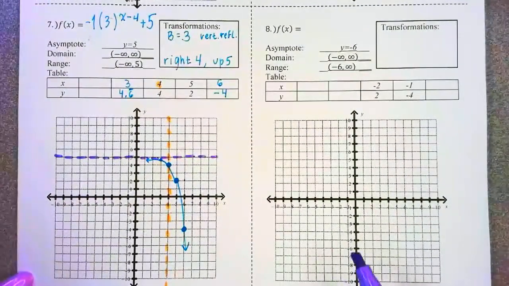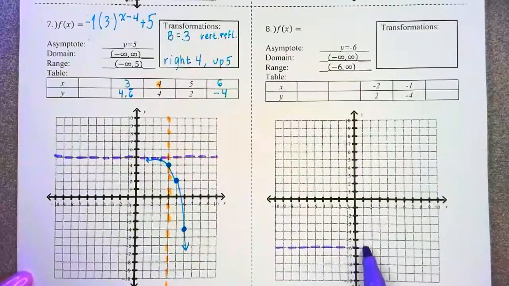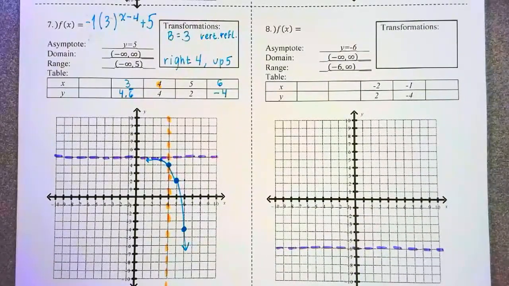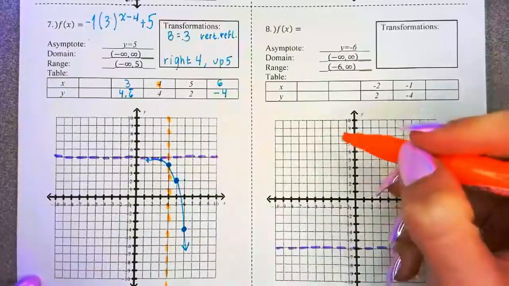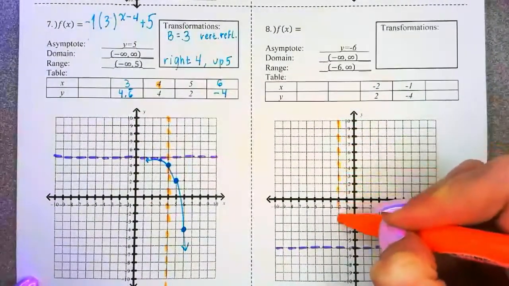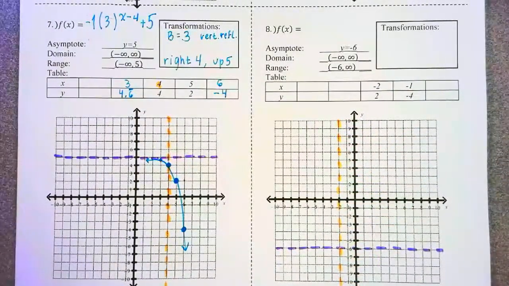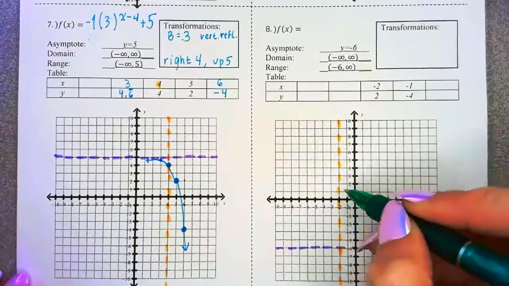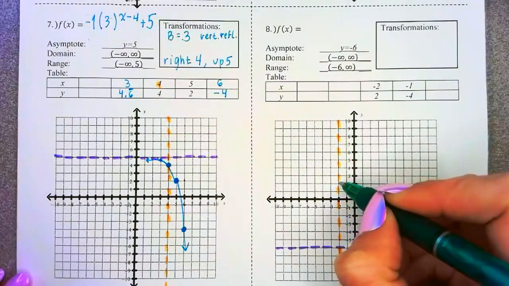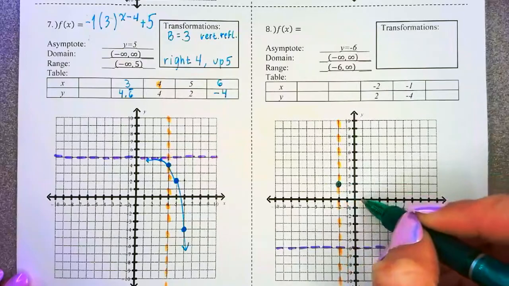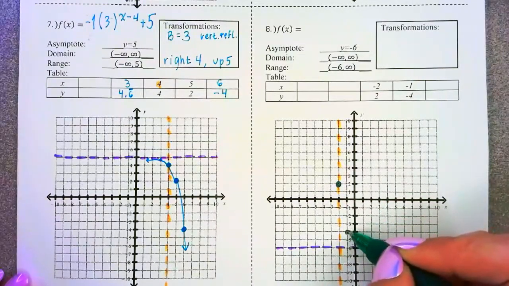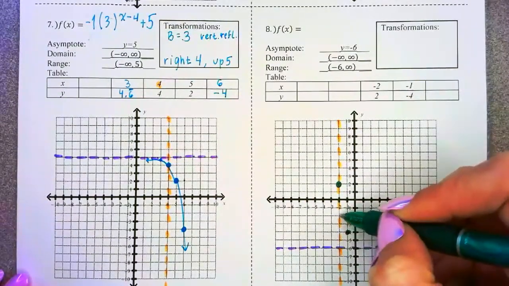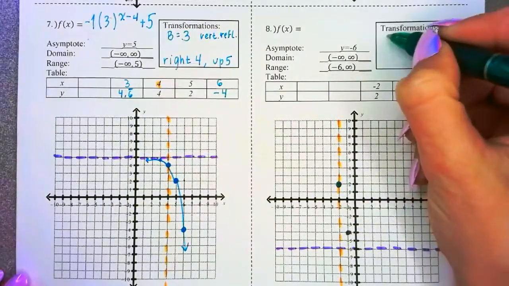Y equals negative 6, I drew in my horizontal asymptote. The middle of my table shows me an x value of negative 2, I drew in my vertical line. When x is negative 2, the y value is positive 2. So if I go to the origin and move left 2 units, up 2 units, I'll land on my vertical orange dashed line. How far is this value from my horizontal asymptote?